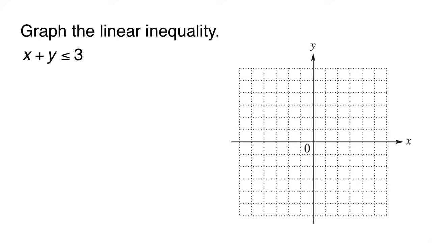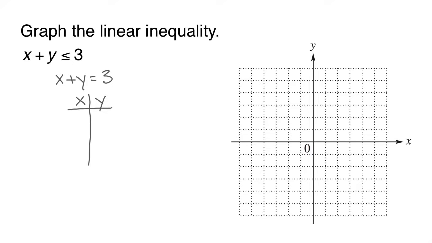Graph the linear inequality. X plus y is less than or equal to 3. To graph this inequality, we'll first graph the equation x plus y equals 3. To do that, let's find a table of ordered pairs that satisfy this equation.